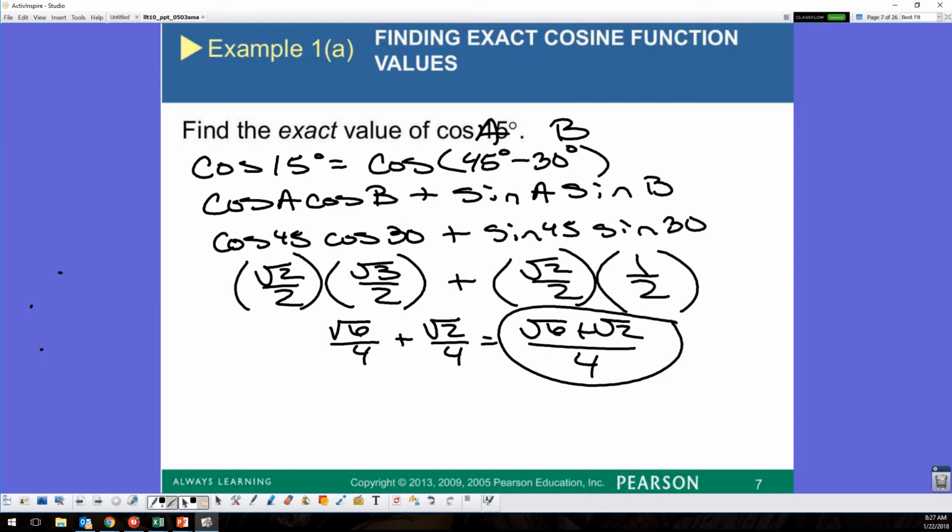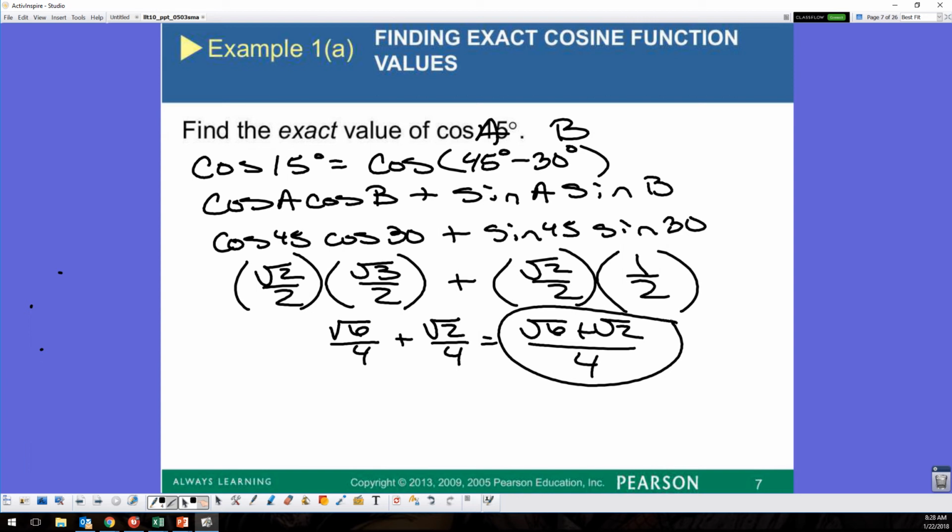Wait, where did you get the 6? What's 2 times 3? From the top, rad 2 and rad 3. You're just going across. Yeah, you multiply fractions across.